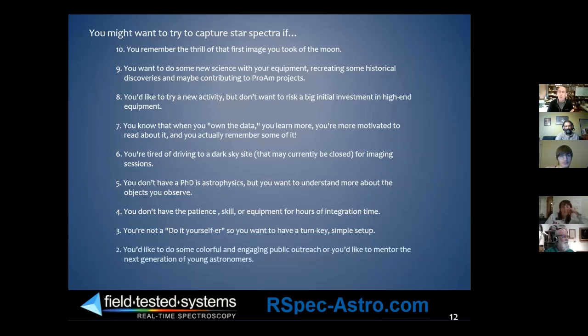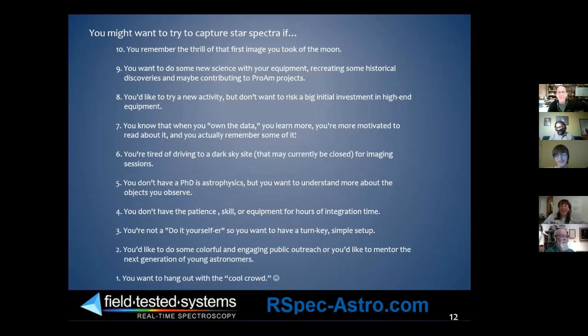And if you're doing outreach, and I wanted to compliment the group there in Montreal, because I know you do a fair amount of outreach, even a little bit of spectroscopy. To me, that's one of the most important things that we can be doing these days. And a colorful image on a live screen really captures people's attention. And, oh, I missed that. The second part of that number 2 is you want to mentor some of the next generation young astronomers. And finally, you want to hang out with a cool crowd.